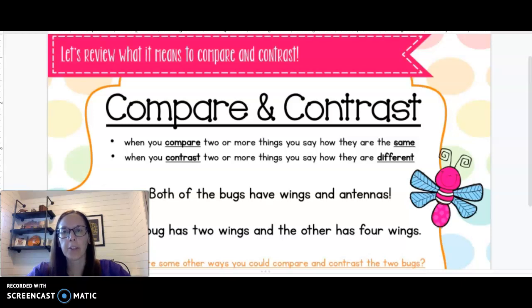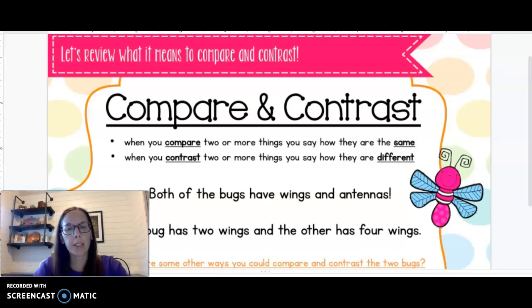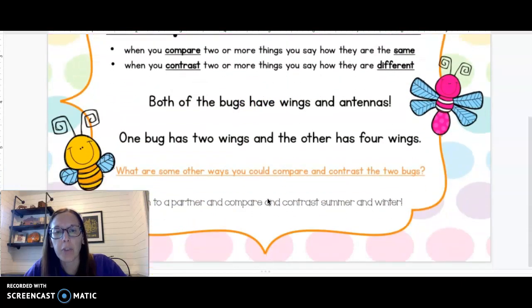All right, third graders, we are going to be comparing and contrasting. Remember, we have done this for a couple weeks now, but we do it once a week with our social issues book. Okay, so when you compare two or more things, you say how they are the same. When you contrast two or more things, you say how they are different. This should be review for you.